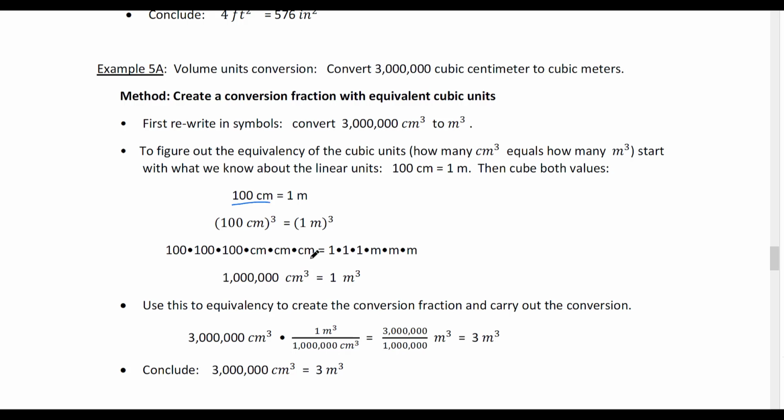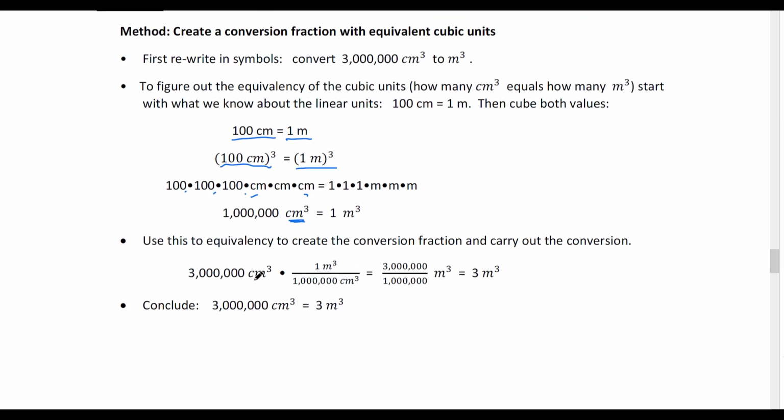Okay. Volume: converting 3 million cubic centimeters to cubic meters. So 100 centimeters is 1 meter, so 100 centimeters cubed is 1 meter cubed. 100 times 100 times 100 gives us 1 million centimeters cubed is 1 meter cubed. So 3 million cubic centimeters times 1 meter cubed per 1 million centimeters cubed allows this to cancel here. 3 million divided by a million is just going to be 3.